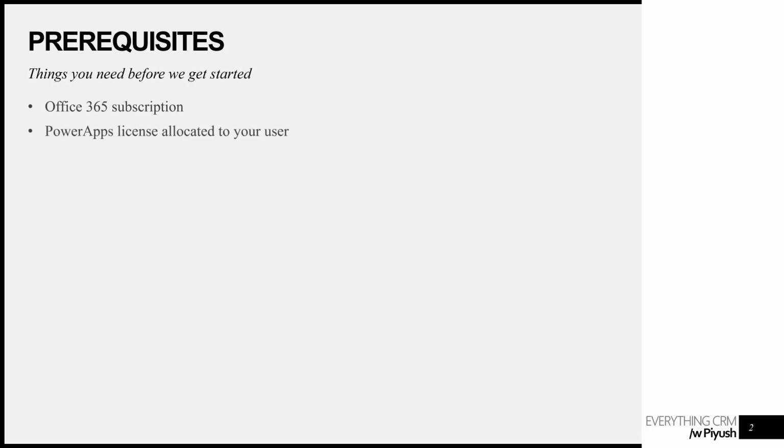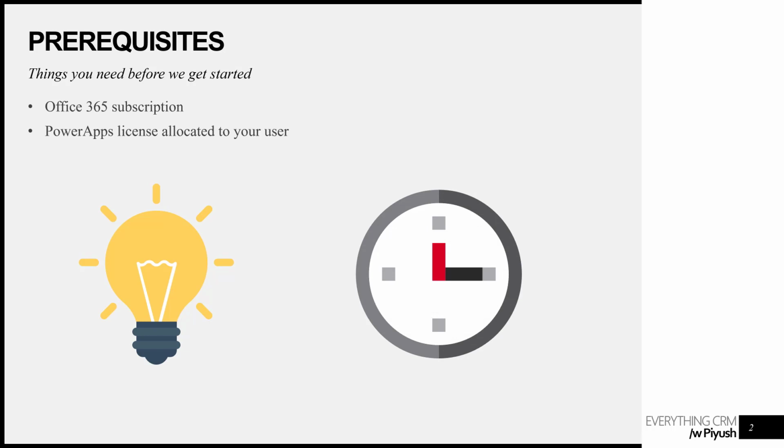And the second thing is under Office 365 subscription, you need to have a Power Apps license allocated to your user. And the third thing is you need to have an idea around which the Power App needs to be built. And finally, an hour at this point, as far as this session is concerned. Alright, let's get into the system.